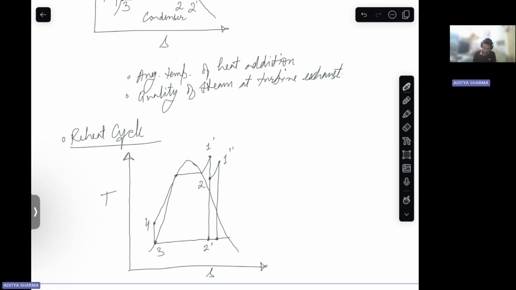So I'll write this as 1 double dash, and this as 2 double dash, and probably this as A. Okay. So what we are doing is, when this steam is expanding from 1 dash towards 2 dash, in the midway at point A, when the steam is at point A, we reheat it. Okay.